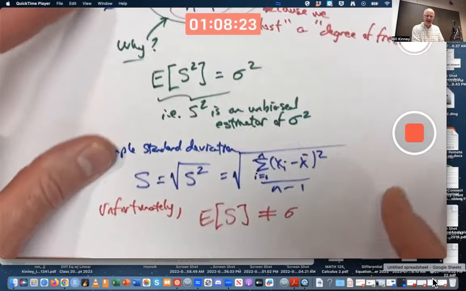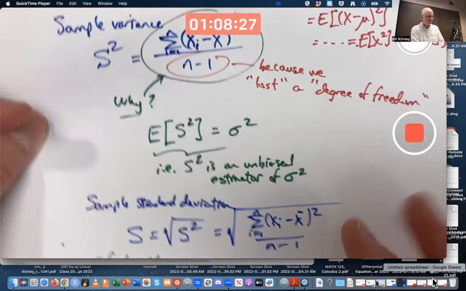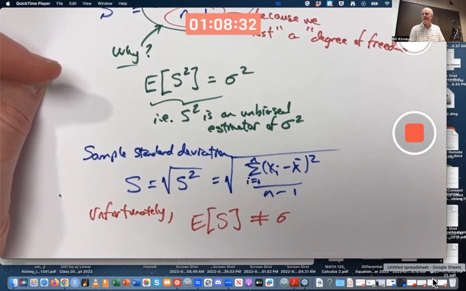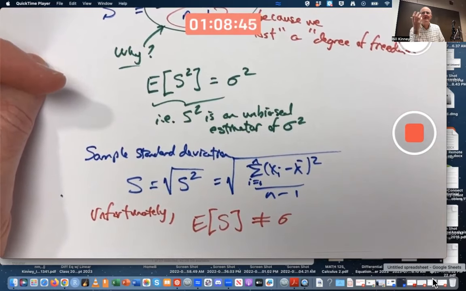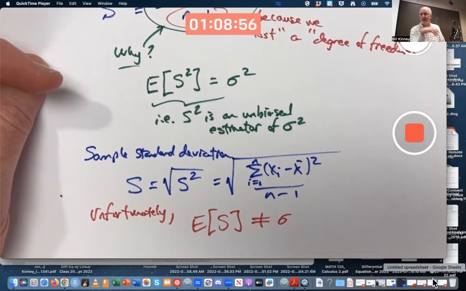So maybe we should divide by n instead? No, that doesn't work either. For the standard deviation, it's still not unbiased. Just an unfortunate fact. So what I've been talking about here does combine things from chapter 6 and chapter 7, the beginning of chapter 7. Let's end class by doing a little bit more at the beginning of chapter 7.